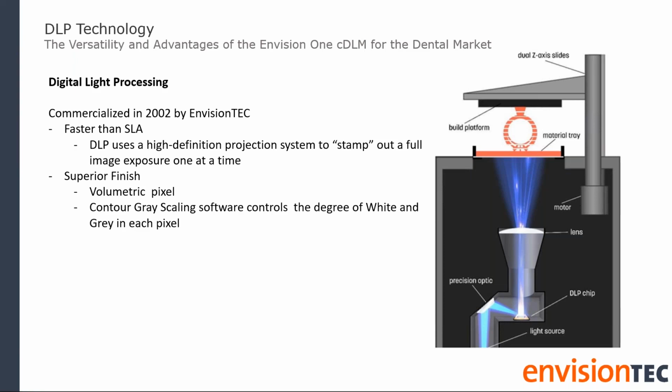If we look at the diagram in the slide, we see a representation of the DLP process. The light source, which is just out of frame down below, is located inside of the body of the printer. The light is projected and reflected off of a precision optic onto the DLP chip. From there, the light is reflected up through the lens, where it is projected into the material tray. This entire process happens almost instantly. In this diagram, a 3D printed ring is adhered upside down onto the build platform, and the light is exposing the final layers of the ring's prongs.